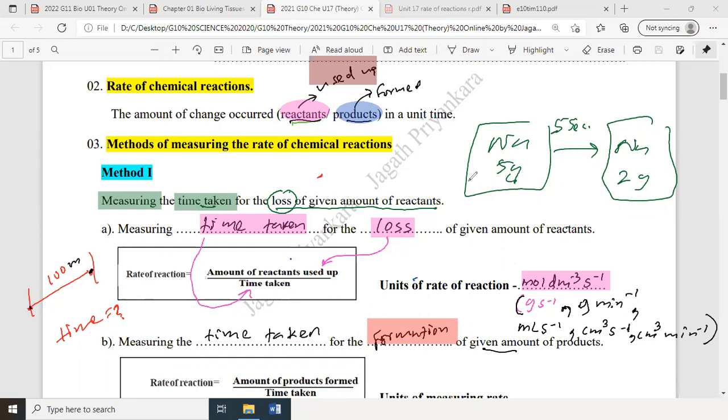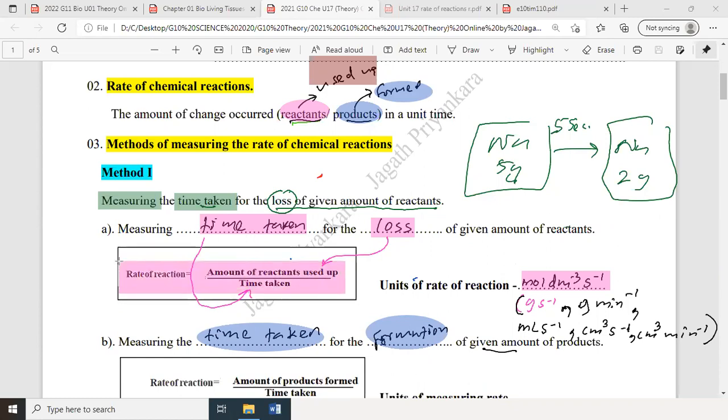Time taken for the formation of a given amount of products. I use blue for the products, from here I put blue. Therefore, here also I use the same color for the time taken for the formation of a given amount of products. Right. In the exam, if you can't remember this, at least if you write the equation also, they will consider. They will give marks.